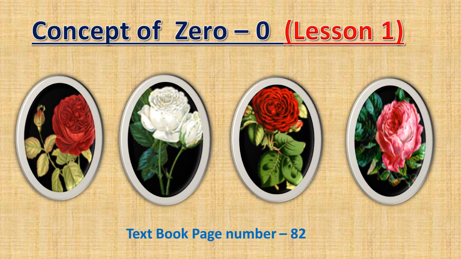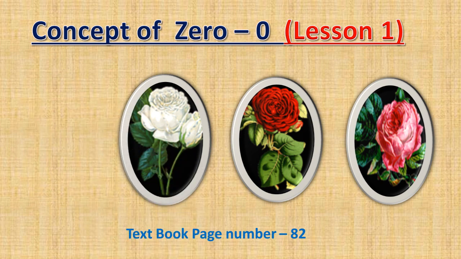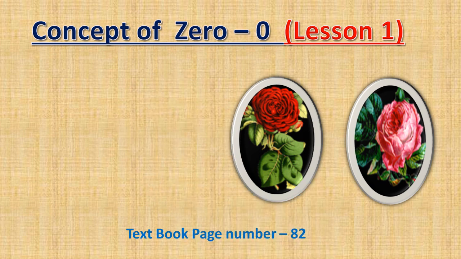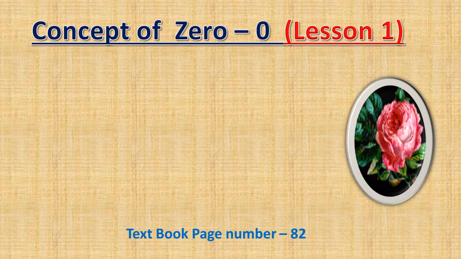Concept of zero. Suppose I have 4 flowers in my hand and I give one flower to my friend. How many flowers are left with me? There are 3 flowers. Out of those 3 flowers, if I give one more to my friend, how many flowers are left with me? There are 2 flowers. Out of those 2 flowers, if I give one more flower to my friend, then how many flowers are left with me? There is 1 flower.